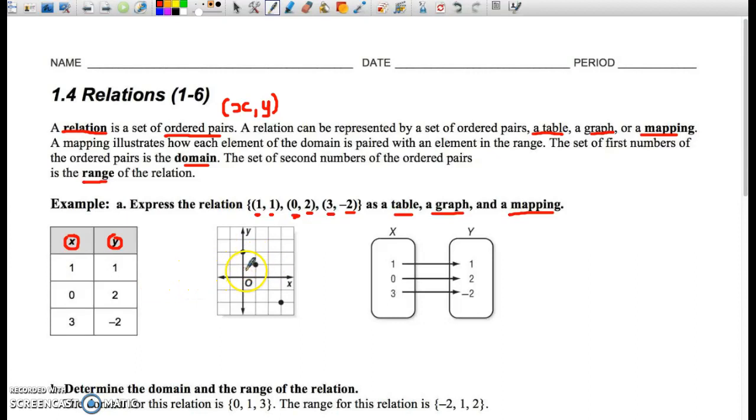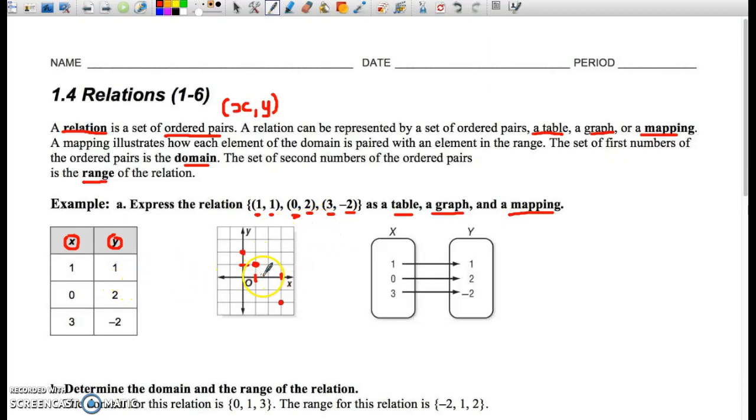The second one is a graph. To remind you where these points came from, you look at each ordered pair one at a time. The first one is (1, 1). This means that when x is 1 on the graph, y is also 1. So even though this graph doesn't have numbers, if we just follow the grid, here is my x-axis, here is my y-axis. When x is 1, y is 1. So there is my first ordered pair represented as a point. We do that again for our second ordered pair. When x is 0, y is 2. And lastly, my third ordered pair, when x is 3, y is -2. So those three dots represent my three ordered pairs in a graph.